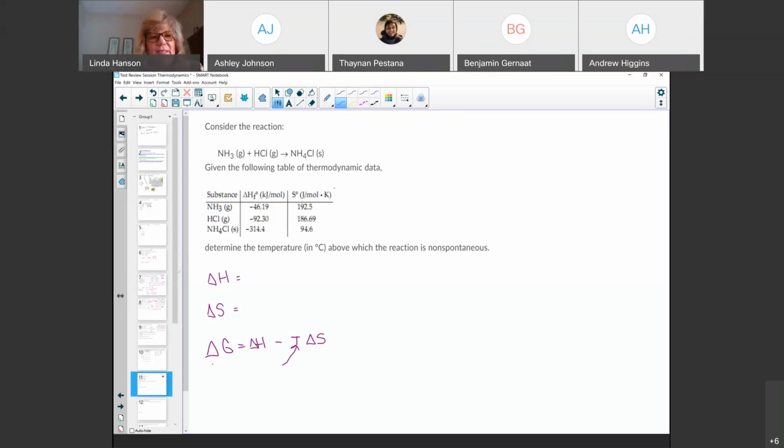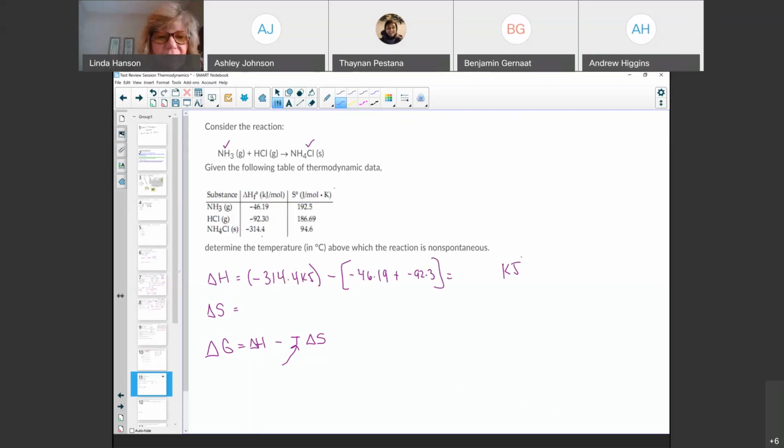So let's back up. We'll go step by step. Let's do delta H first. The NH4Cl is negative 314.4 minus the sum of the product. So let's grab NH3 plus the other reactant, HCl, 92.3. And this is going to come out to be kJs.